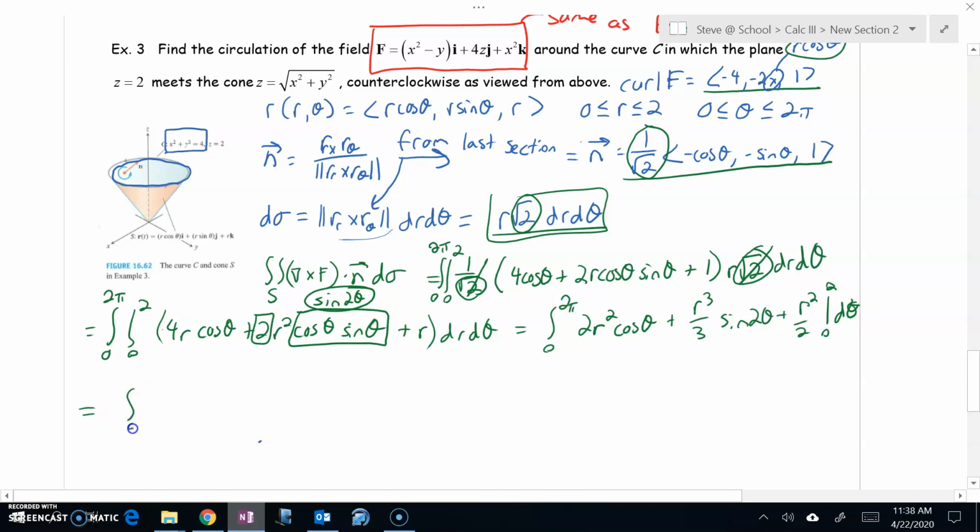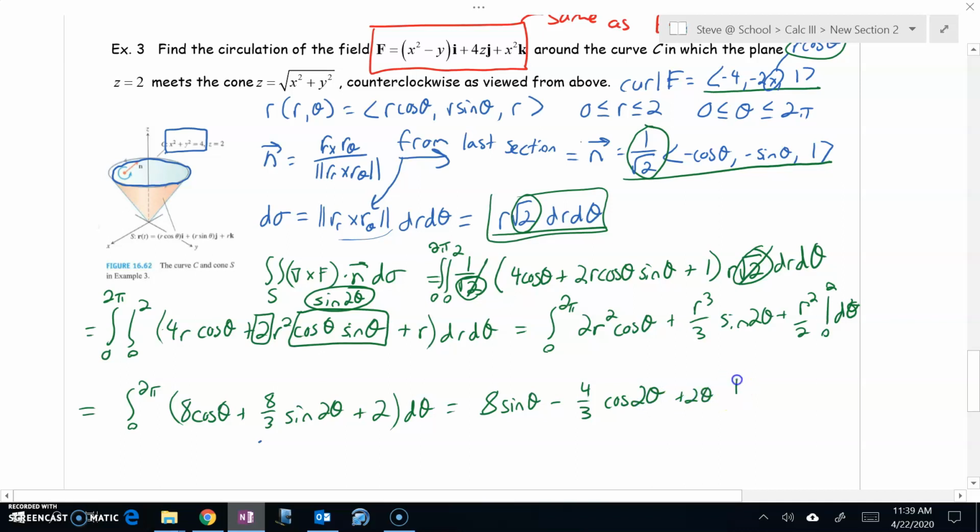So one more real quick. Plugging the 2 in, we get 8 cosine theta, plus we get 8 over 3 sine 2 theta, plus that just becomes 4 over 2, which is 2. We're now doing d theta. So now we're integrating with respect to theta. We end up with 8 sine theta minus 4/3, because you had to divide by 2, cosine 2 theta plus 2 theta from 0 to 2 pi.